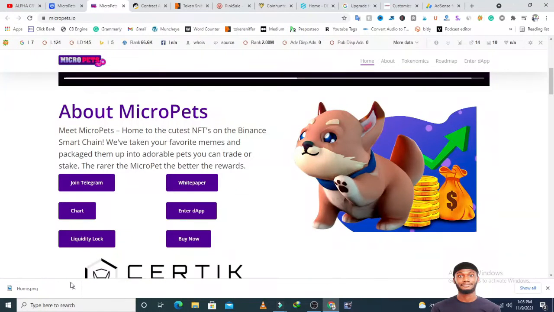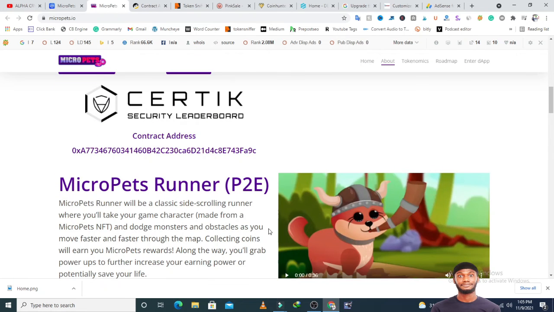So now we have about MicroPet. MicroPet's home is the cutest NFT on the Binance Smart Chain. We've taken your favorite memes, packaged them into adorable pets, and you can trade them. Now there's a Telegram group, there's a chat, there's a Liquidity Lock. Beautiful. Now this will give you confidence that you're not going to be rug pulled, you know. There's a Whitepaper, there's a dApp. Wow. Shows that these guys have done so much.